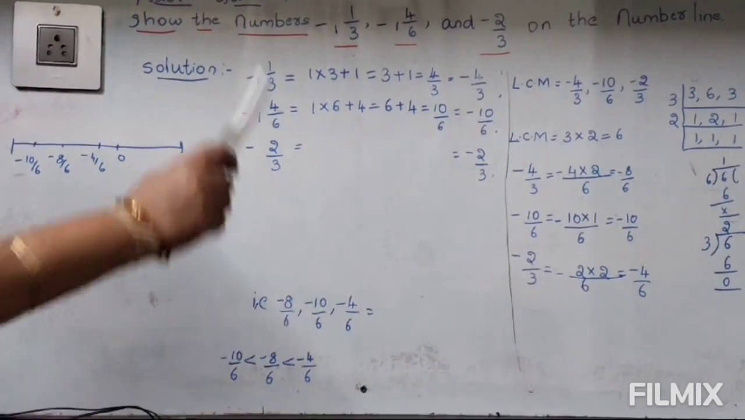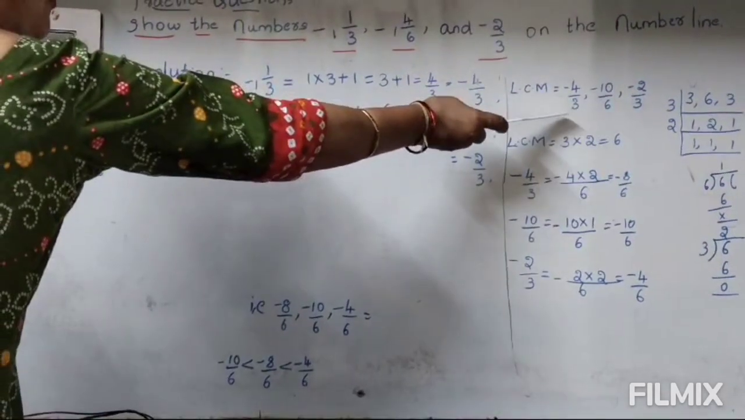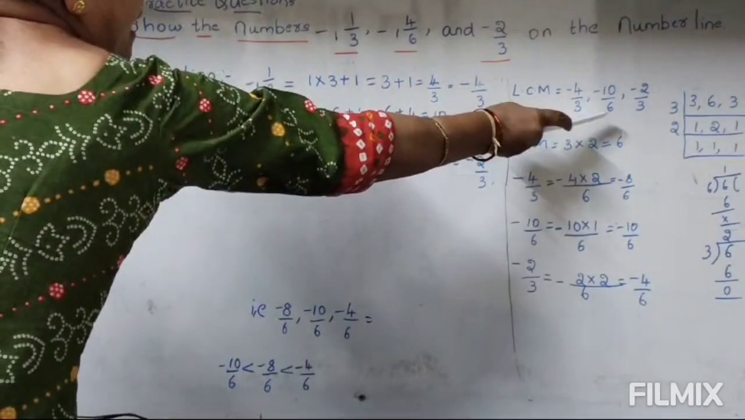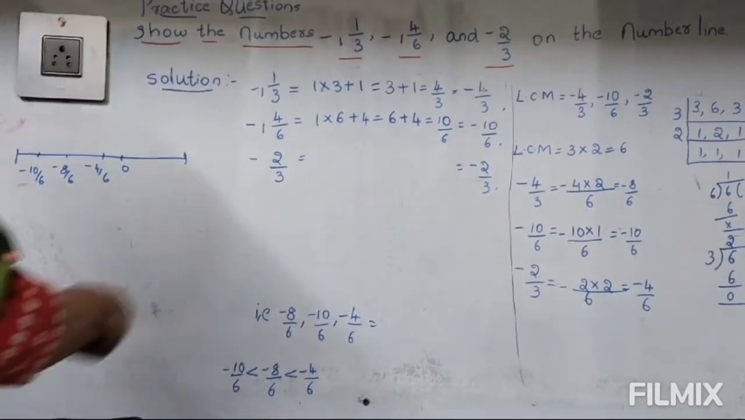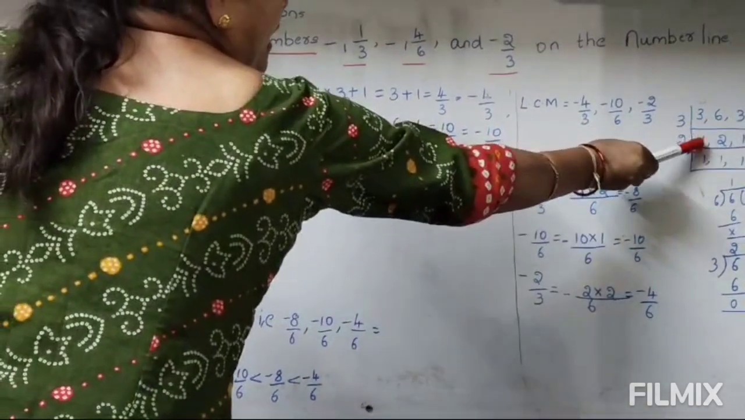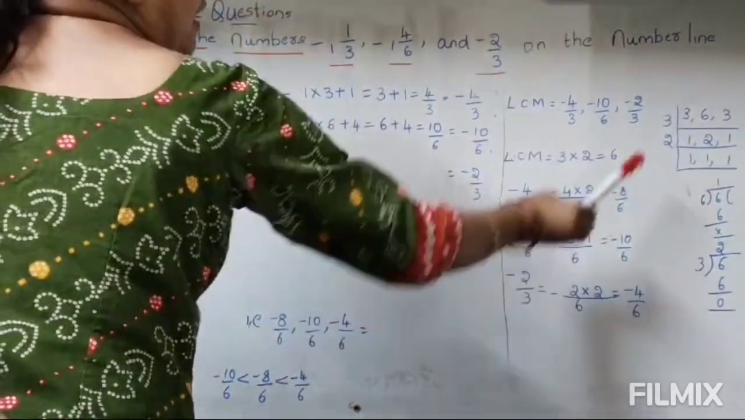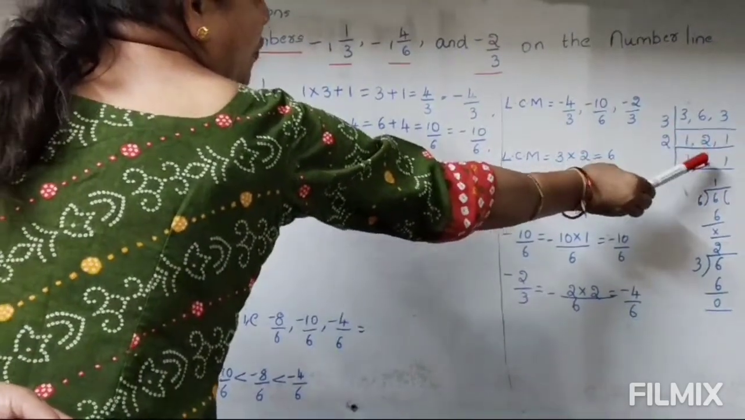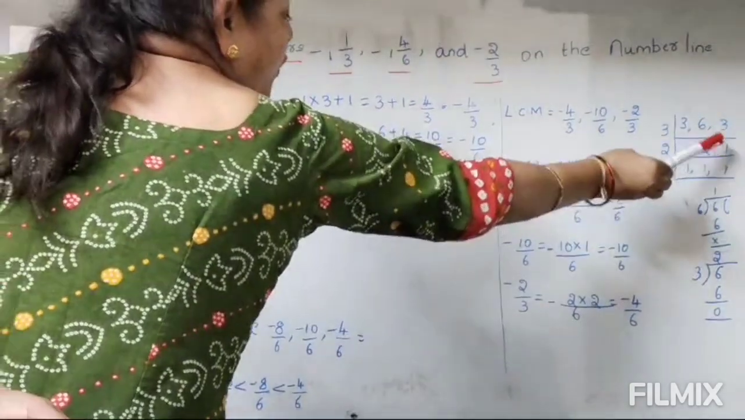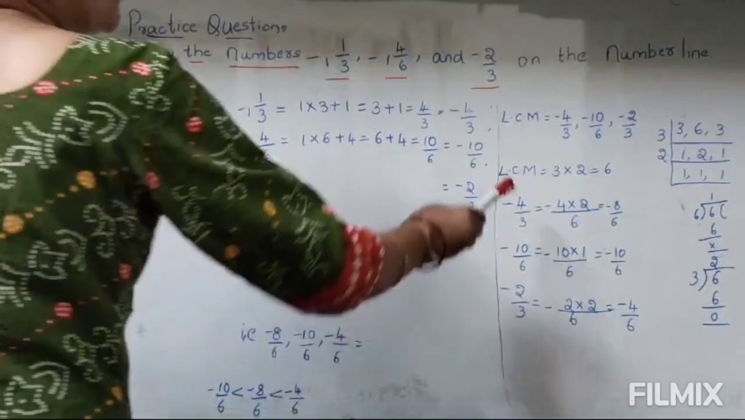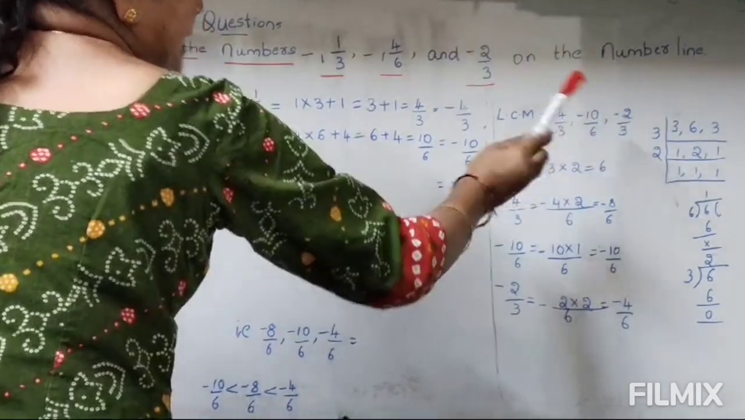Okay, next you have to find out the LCM of these three: minus 4 by 3, minus 10 by 6 and minus 2 by 3. Can you see the LCM there? Here I have done it. 3 1s are 3, 3 2s are 6, 3 1s are 3, 2 1s are 2, we have to retain this one as it is. 2 1s are 2 and you have to take this one as it is. So what is the LCM? 3 into 2 is equal to 6.